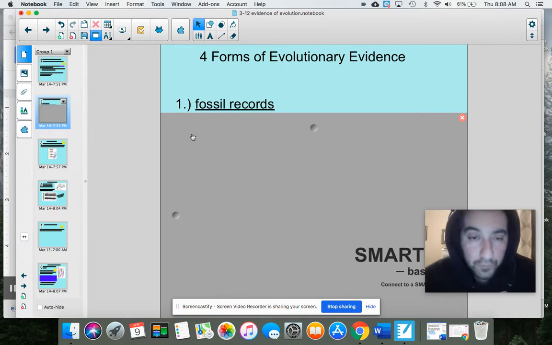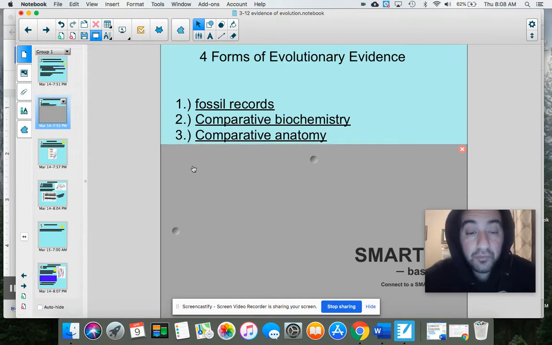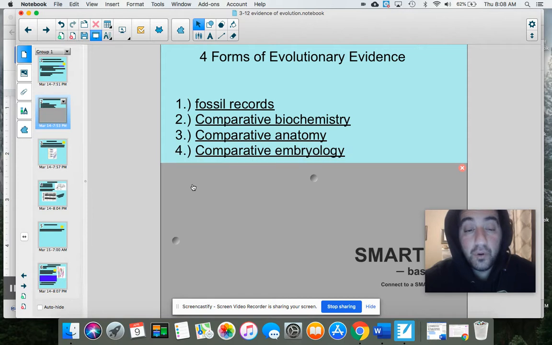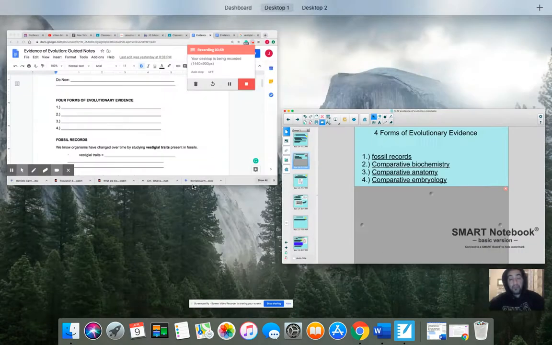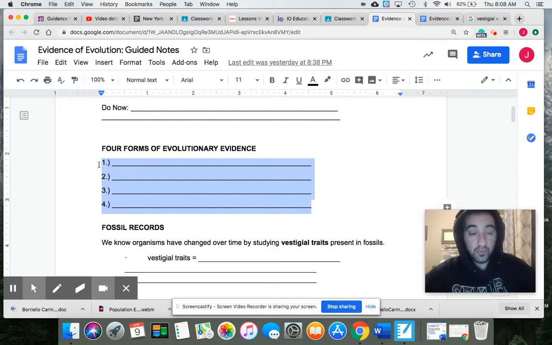Okay, so there are four forms of evolutionary evidence. Number one, fossil records. Number two, comparative biochemistry. Number three, comparative anatomy. And number four, comparative embryology. You're going to copy those four forms of evolutionary evidence in your guided notes where it says 1, 2, 3, 4, and you can press pause.